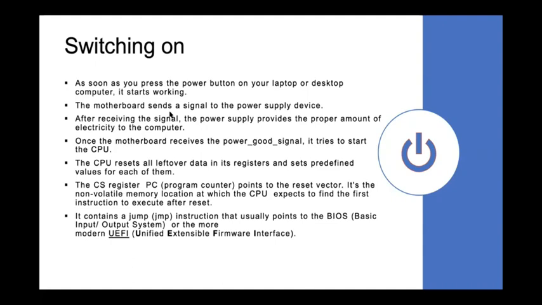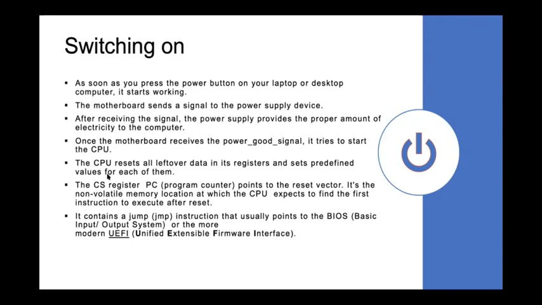CPU resets all leftover data in its registers and sets predefined values to each of them. The code segment register points to the reset vector. Please note, it's a non-volatile memory location at which the CPU expects to find the first instruction to be executed after reset. So this is a part of the firmware. It contains a jump instruction that usually points to the BIOS, basic input and output system, or in many modern computers, it is UEFI, which is Unified Extensible Firmware Interface.